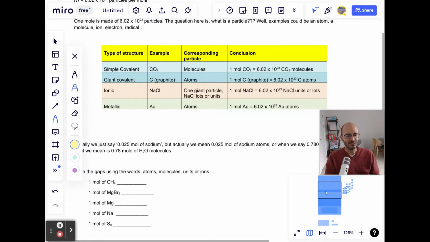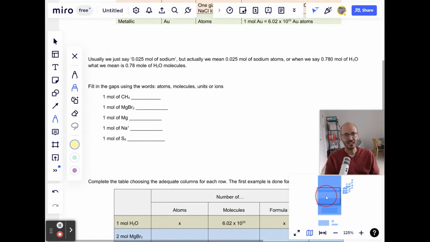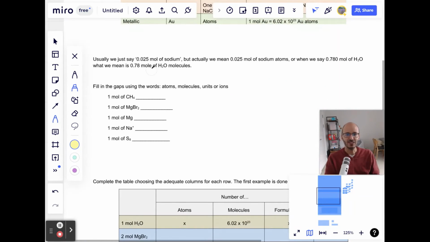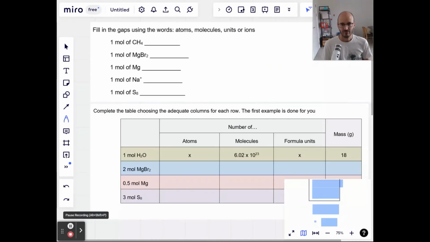Okay. So when you get questions, they will tell you something like, I don't know, you have 0.025 moles of sodium. And then it's for you to think that those moles are moles of sodium atoms. Or if they tell you 0.78 moles of water, well, you have to think that's going to be moles of water molecules. Okay, if you have any questions, feel welcome to put them in the comments and I'll be very happy to answer you.